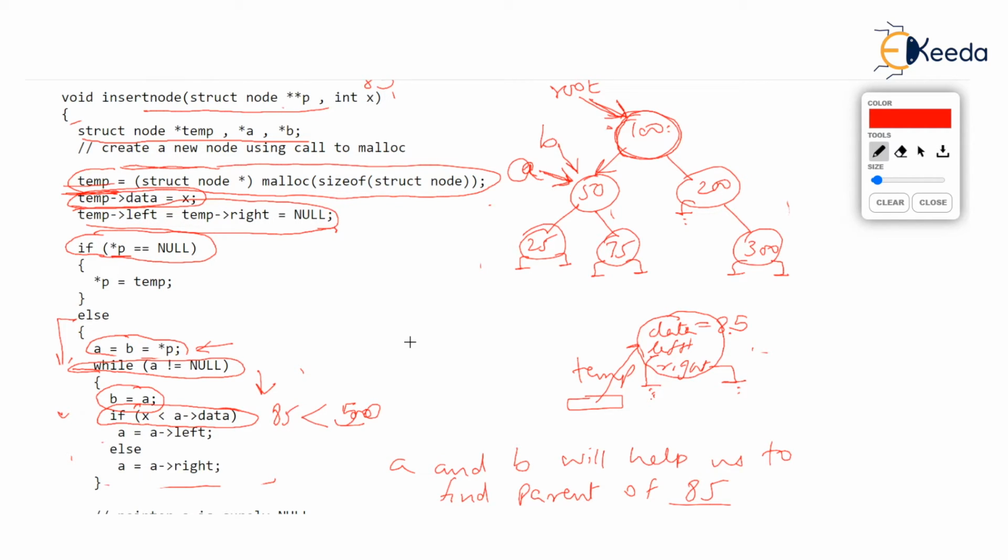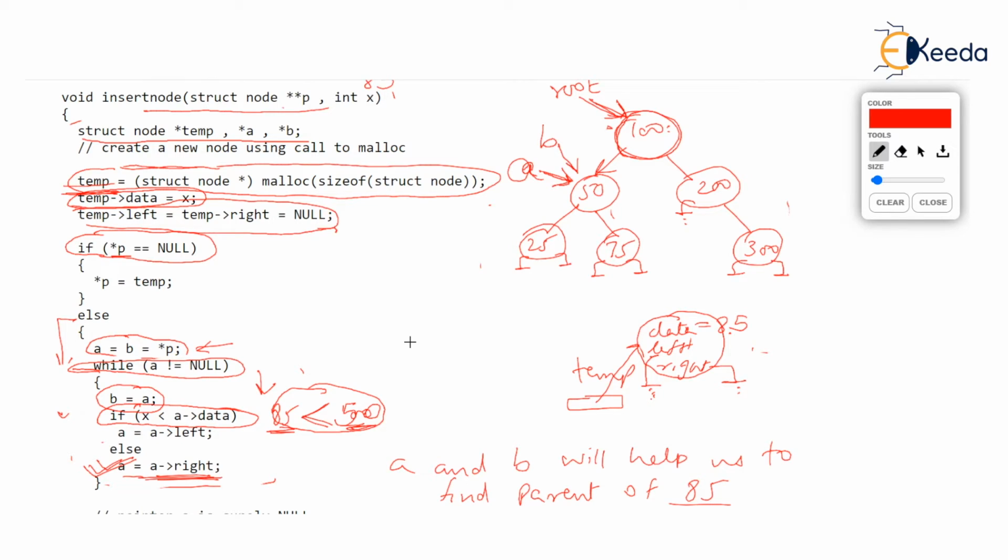So what do you understand from this? That the new value 85 that we are adding is not less than the data at which we are. We are at 50. So where shall we move? We should move to the right because larger values should be added to the right. You will agree that 85 must be added to the right of 50. So as this if is false, we will land in else. And else says A, you should move to the right child. A should move to A arrow right, isn't it?